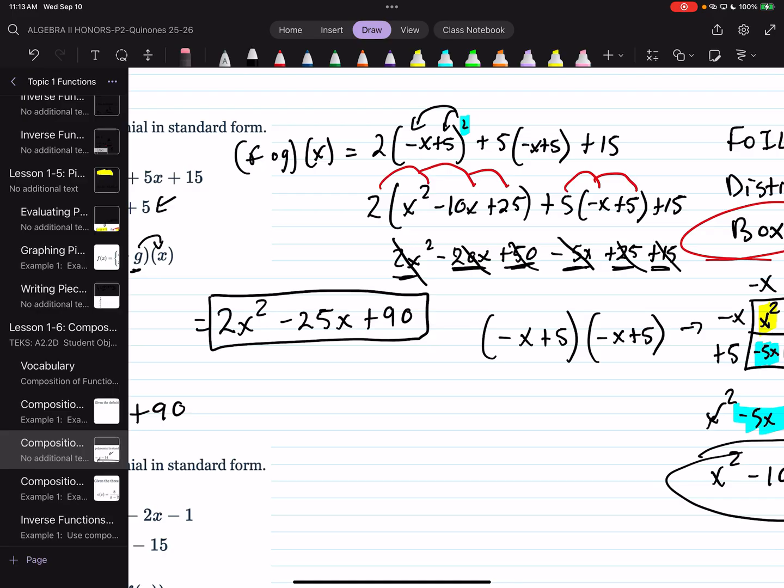How did that 5 turn negative? Great question. 5 times negative 1x gives me negative 5x. Can I answer any other questions? Please feel comfortable to ask questions. I'm here to help.